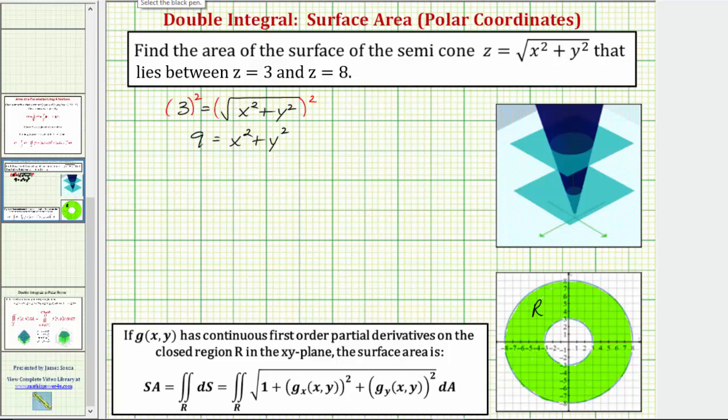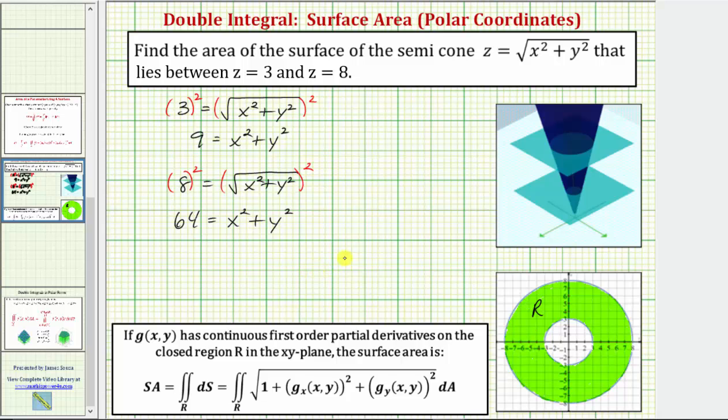For the larger circle, we substitute 8 for z, which gives us 8 equals the square root of the quantity x squared plus y squared. And again, to undo the square root, we square both sides of the equation, which gives us 64 equals x squared plus y squared, which is a circle centered at the origin with a radius of 8, which gives us the large circle.